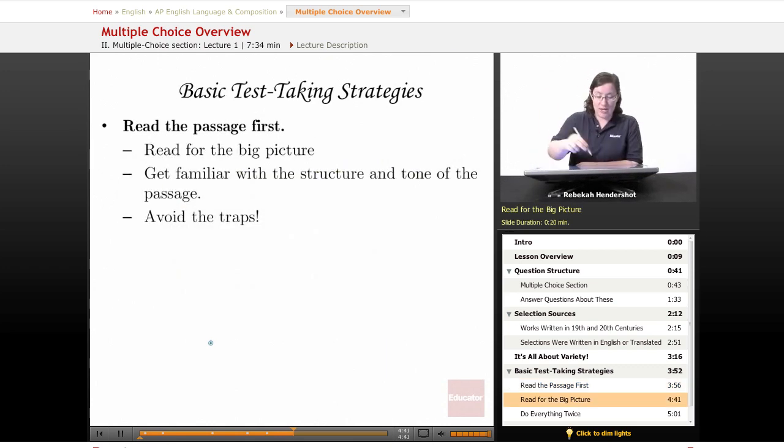All right. Read for the big picture. Look for the main idea. Just kind of get the gist of it. Get familiar with the structure and tone of the passage, what's there, what's not there, how is it expressed, and avoid those traps. Remember those trick questions I just told you about? Watch out for those, read the passage first, and you will be, to some extent, protected from those traps.